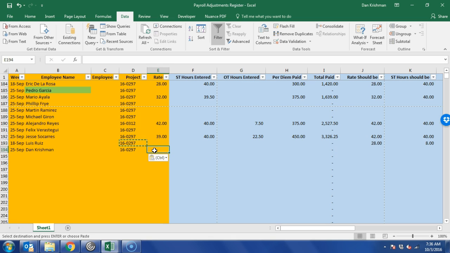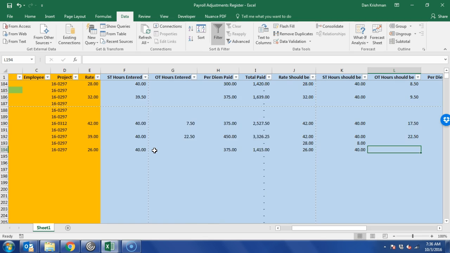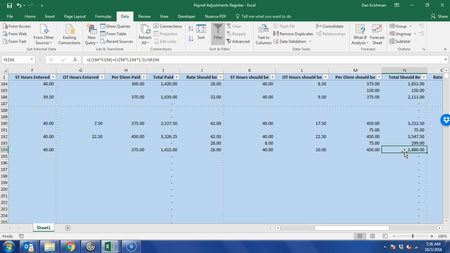So I enter in the rate that I am paid at. And let's say I worked 40 hours but should have been paid for 50 hours. And I was also missing a day of per diem. Alright, so what I was paid was $1,415. But what I should have been paid should be, at the same rate, I should have been paid for 40 hours of straight time and 10 hours of overtime. And one extra day of per diem. So, $375 plus one extra day of per diem equals $450. When I do that, it calculates what I should have been paid, which is $1,880.